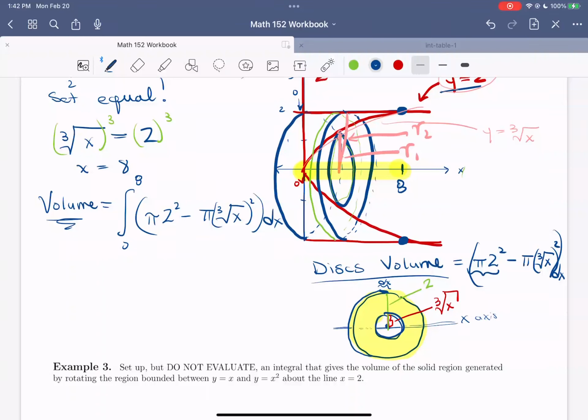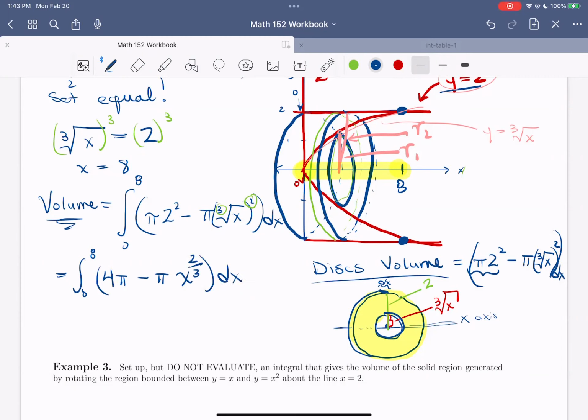Okay, so let's go ahead and clean up this integral a little bit. So we see that we get the integral from 0 to 8. 2 squared is just 4, so we get 4 pi minus pi. And then I'm going to combine this square and cube just to make a fractional exponent. So that would be x to the 2 over 3 dx.